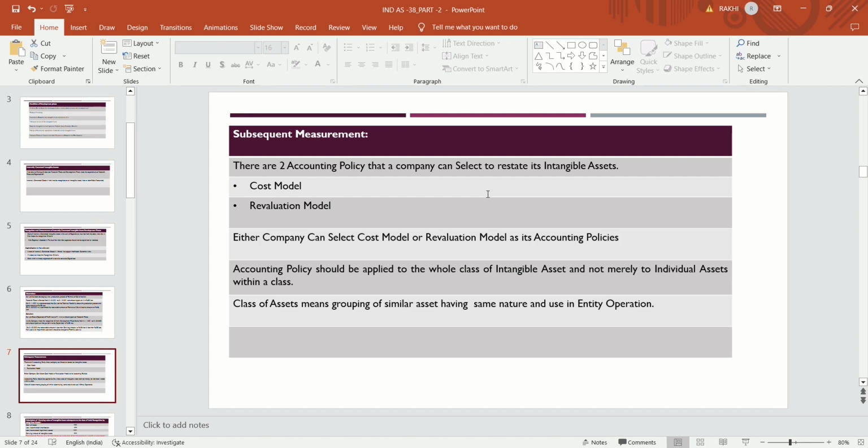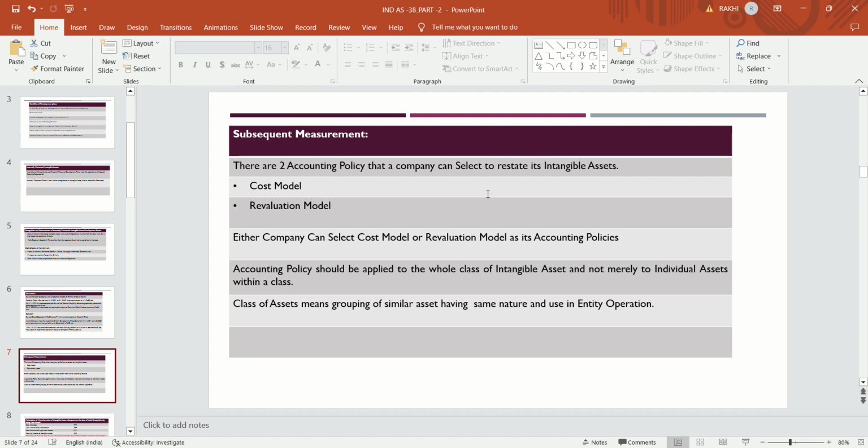So whatever policy they adopt, they will apply to the whole class of asset and not merely to the individual asset within a class. So class of asset means grouping of similar assets, similar kind of asset. Like in brand 1 they apply revaluation model, and in brand 2 they apply cost model, it is not possible. So class of asset means grouping of similar assets having same nature and use in the entity's operation.